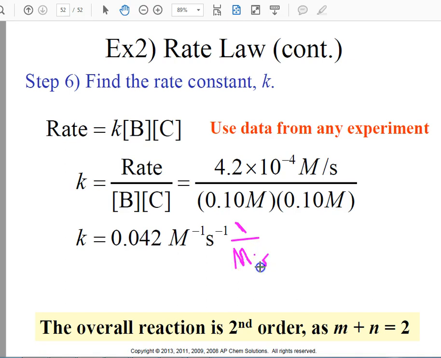If they ask us for the overall order, that's first order for B, first order for C, so our overall order is 2. Right? So that is how we find the rate law and the rate constant if we're given different experiments and we know the initial concentration in those experiments. And we can find that initial concentration using spectroscopy.